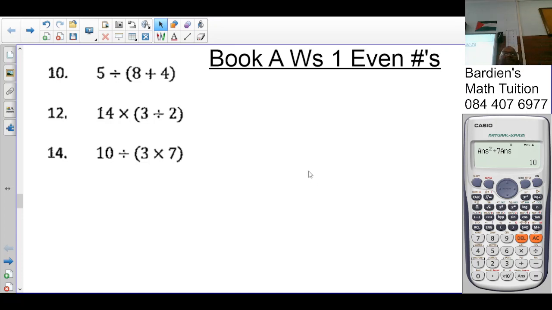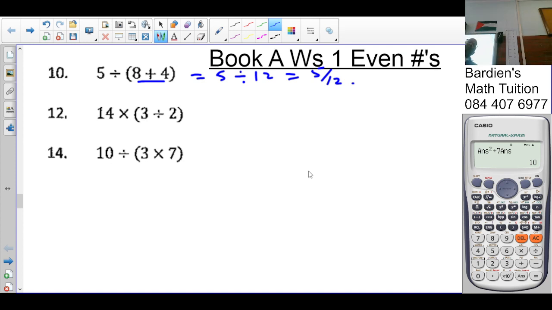Okay. People, number 10. Any issues there? 8 plus 4 is 12. So it's 5 divided by 12. 5 by 12. 5 divided by 12 is 5 over 12. But remember, 1 divided by 2 is 1 over 2.